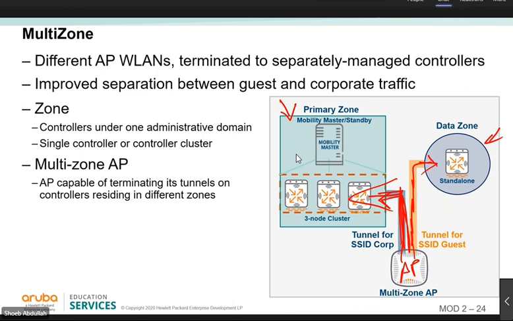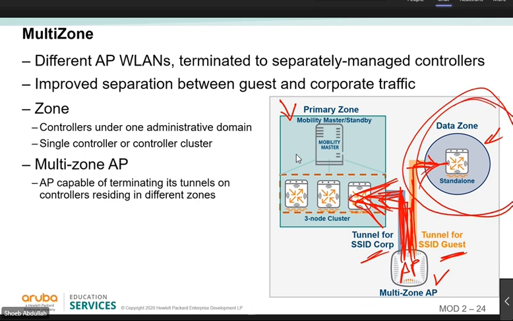And Aruba came up with this multi-zone. With multi-zone, it addresses that requirement. From the same access point, you are able to create two different WLAN tunnels to two different mobility controllers that are part of two different administrative domains. In multi-zone, we have got two terminologies: one is the primary zone, the other is the data zone.